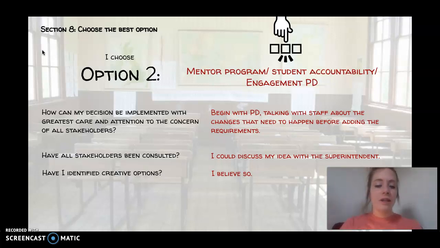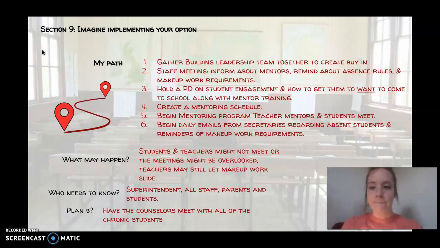I could discuss this idea with my superintendent. Have I identified creative options? I believe I have. So my path, how would I implement this decision?